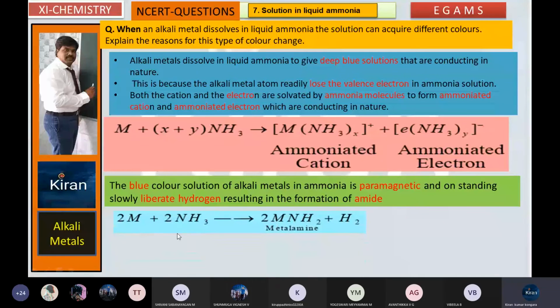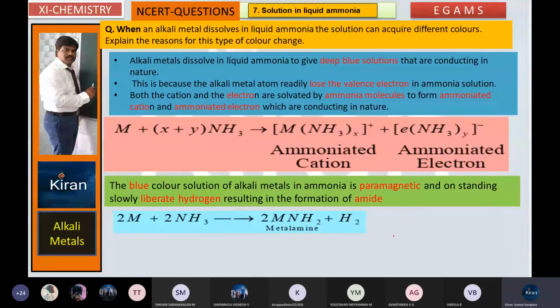Metal atom reacts with ammonia to form metal amide plus hydrogen gas. So actually this is the final reaction. When metal reacts with liquid ammonia, you are getting metal amide plus hydrogen gas. Before that, what happens? You are getting blue color solution. This blue color solution is changed into metal amide. NH2 means amide. For example, I am writing the equation with respect to sodium.